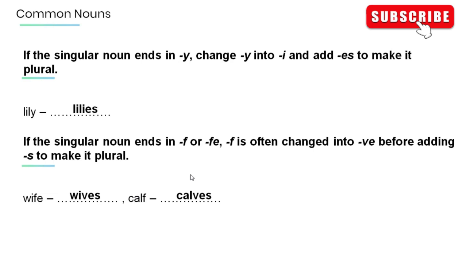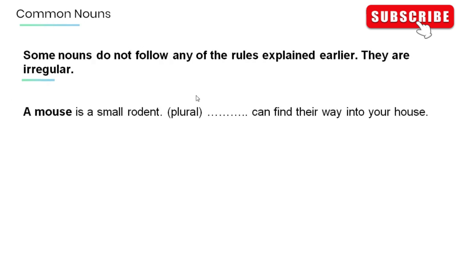Calves. Okay, so some nouns do not follow any of the rules explained earlier. They are irregular. For example, a mouse is a small rodent. Try to make it plural in this following sentence. Mice can find their way into your house.